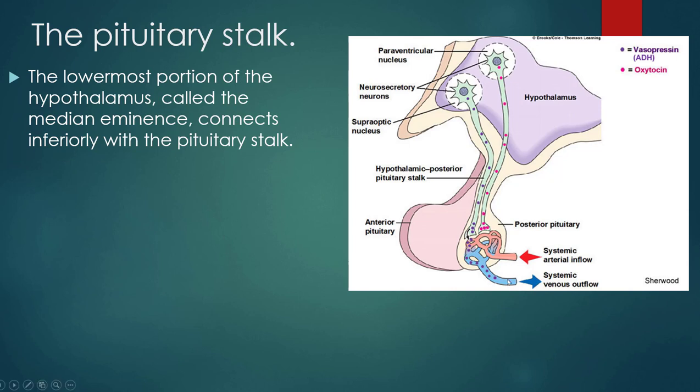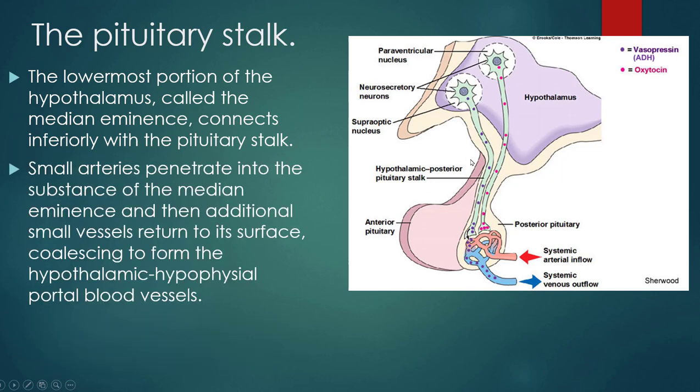The lower portion of the hypothalamus, called the median eminence, connects inferiorly with the pituitary stalk. This is the lower end of the hypothalamus, and it connects with the lowermost portion of the hypothalamus, called the median eminence. This is the median eminence, connecting inferiorly with the pituitary stalk. This is the pituitary stalk, and the median eminence is connected.